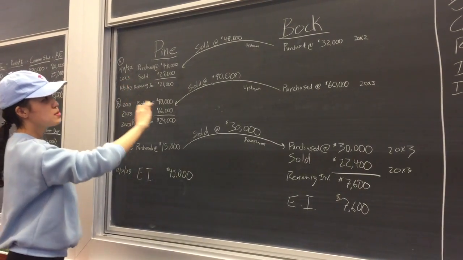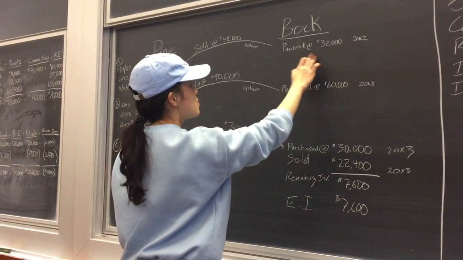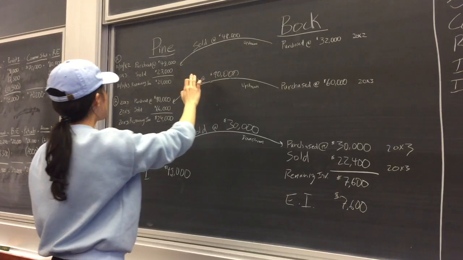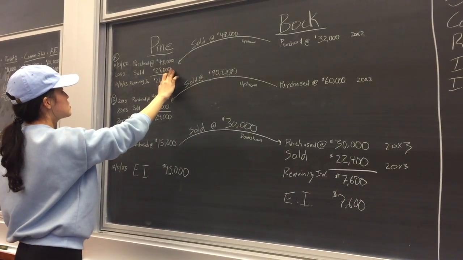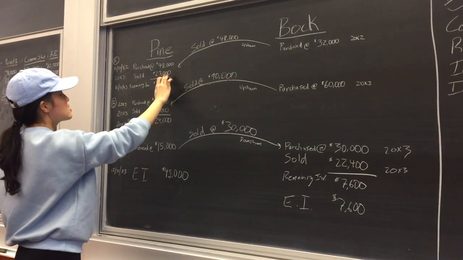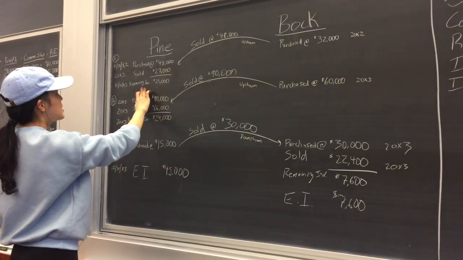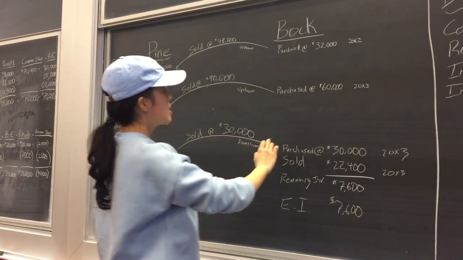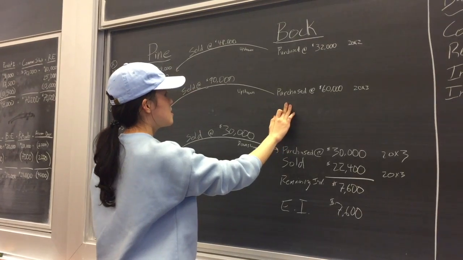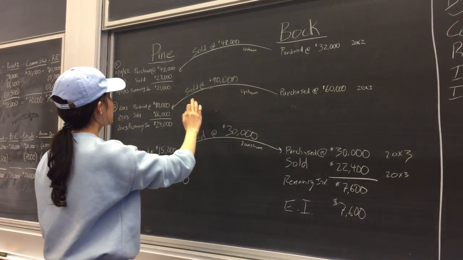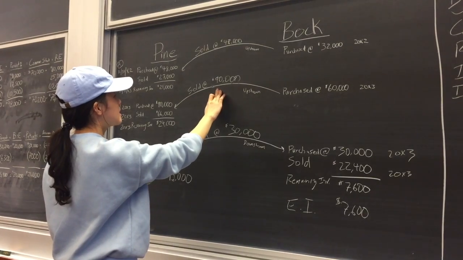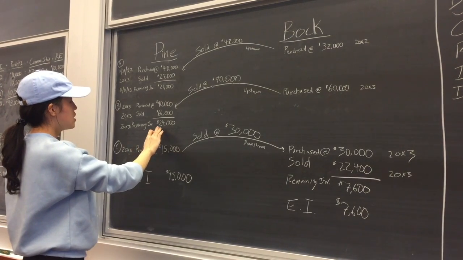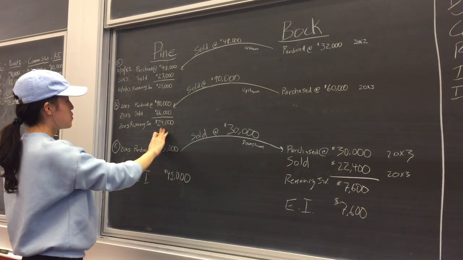In December 2002, Bob purchased inventory at $32,000 and sold it to Pine at $48,000, and then Pine sold some, with $27,000 cost of goods sold, which led to a remaining inventory of $21,000. In 2003, Bob purchased at $60,000 and sold it to Pine at $90,000. And then we get a total remaining inventory of $24,000.